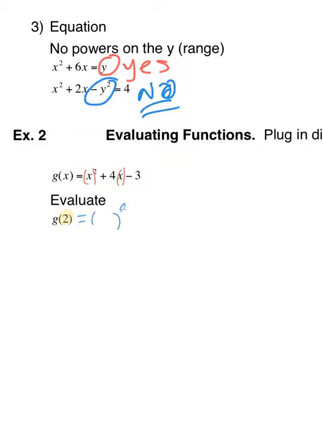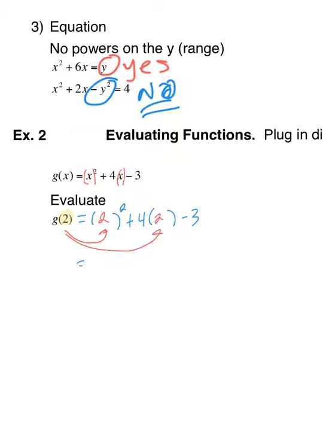So I've got big parentheses plus 4 times big parentheses minus 3. Your substitution parentheses are very important. And so I'm going to plug in a 2 here and a 2 here. And then from there, I'm just going to follow order of operations.